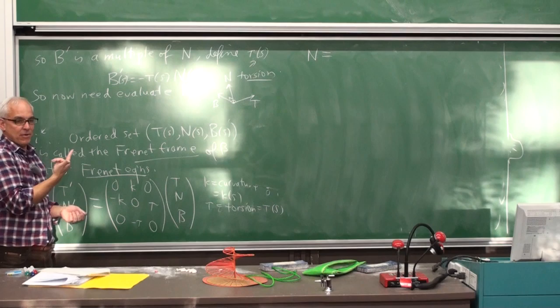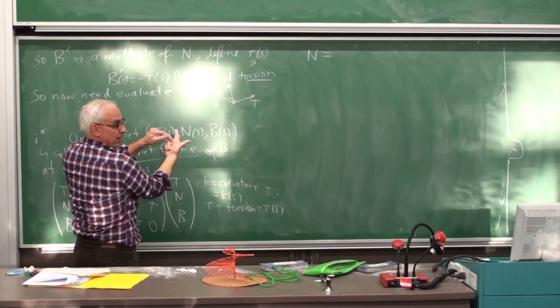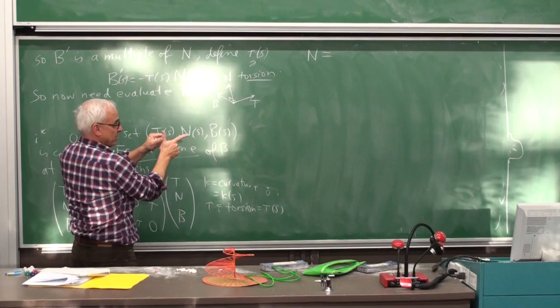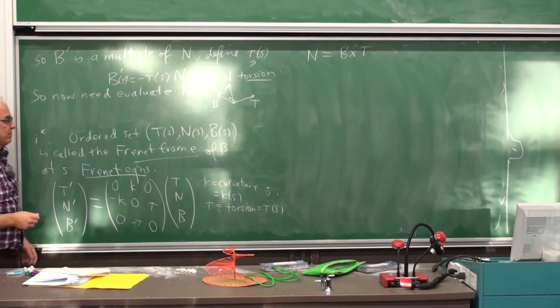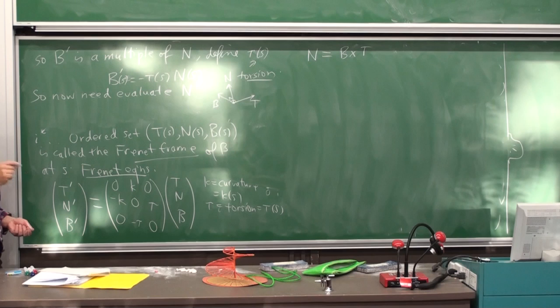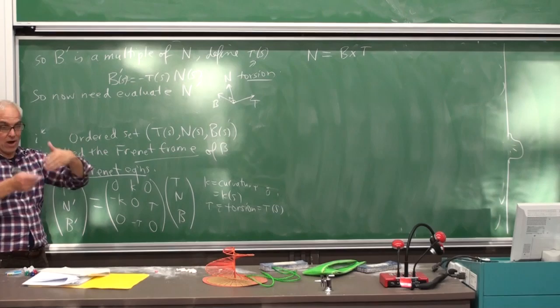So here's T, and here's N, and here's B. So if I do B times T, I'm going to get N. So N is equal to B times T, cross product of B with T. Yeah? It's like I times J equals K, J times K equals I, K times I equals J. It's sort of cyclic like this. Okay, so that's an expression for N. We can differentiate that using the fact that we know how to differentiate a cross product.